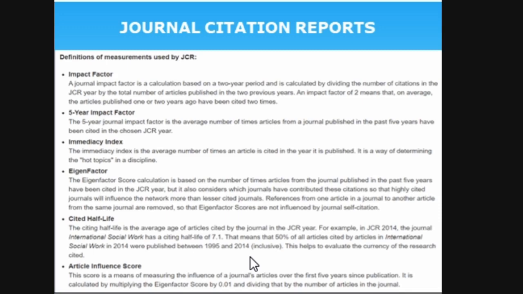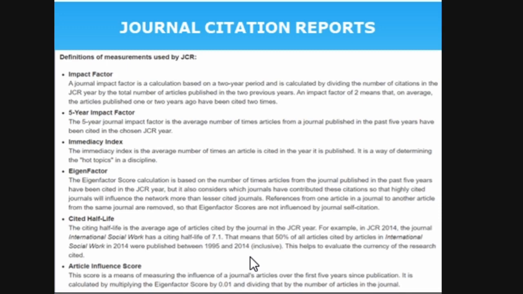Cited half-life shows how long a citation is valid, whether the topic is current or outdated, and whether a new topic has arrived or not. I didn't give you any example, so based on this definition alone, you will not be able to get a clear understanding. But when you see an example, you will definitely understand how to calculate this.